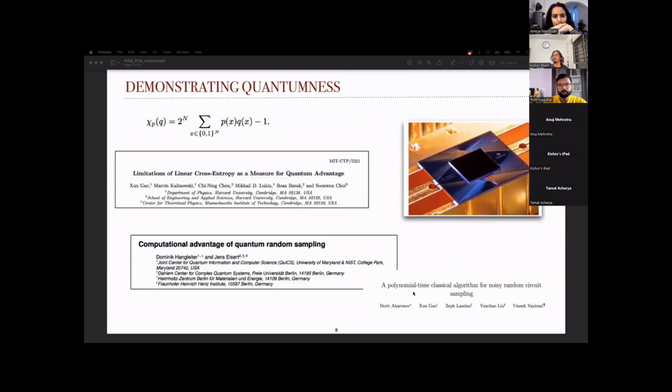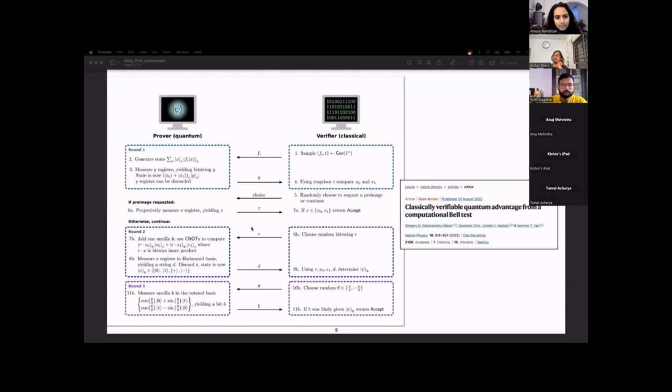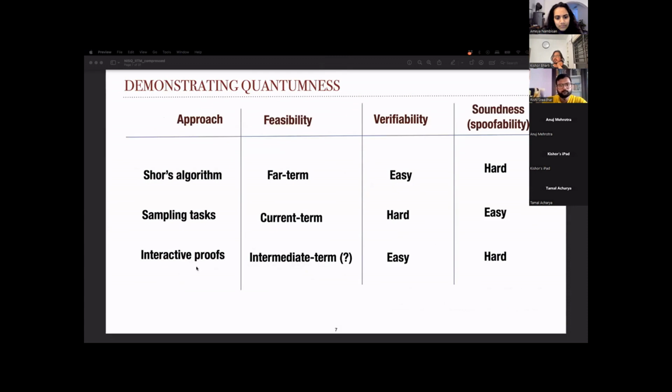There is this paper by Aharonov, Gao, Landau, Liu, and Vazirani, where they come up with a polynomial-time classical algorithm for noisy random circuit sampling. So in the presence of noise, many of the results that we had, like the cross entropy benchmarking measure which has been used, is no longer a measure which can be trusted in the adversarial setup. I also discussed this third approach, the interactive proof, where you ask a question, you get an answer. These are easy to verify and hard to spoof.